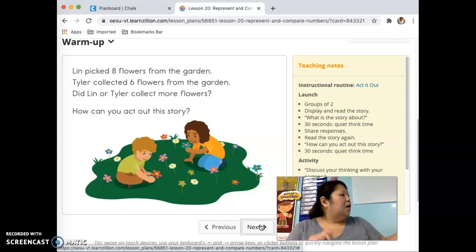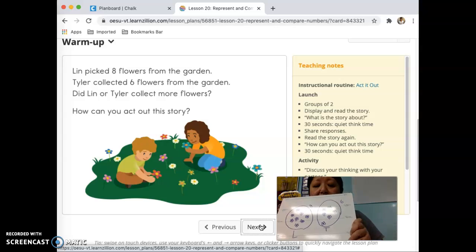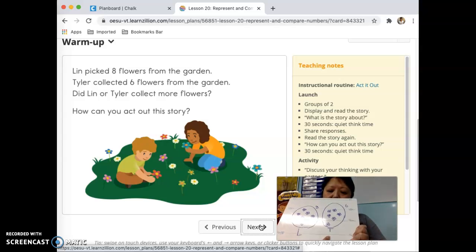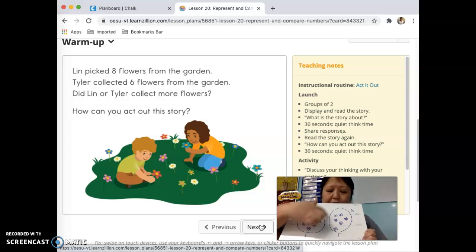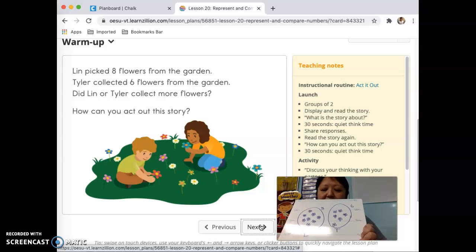And as part of that, one of the things that it asked us was, what would be the best way for us as a class to show this problem? So we decided that a picture would be the best way. So we have Tyler's flowers here, and we have Lynn's flowers over here, and there are 8 flowers here and 6 flowers here, and you can see that there are more flowers over here. It looks more full over here. We also talked about how our understanding of just the numbers 8 and 6 would let us know that 8 is bigger than 6, and therefore Lynn picked more flowers. So those were some of the conversations we had today.